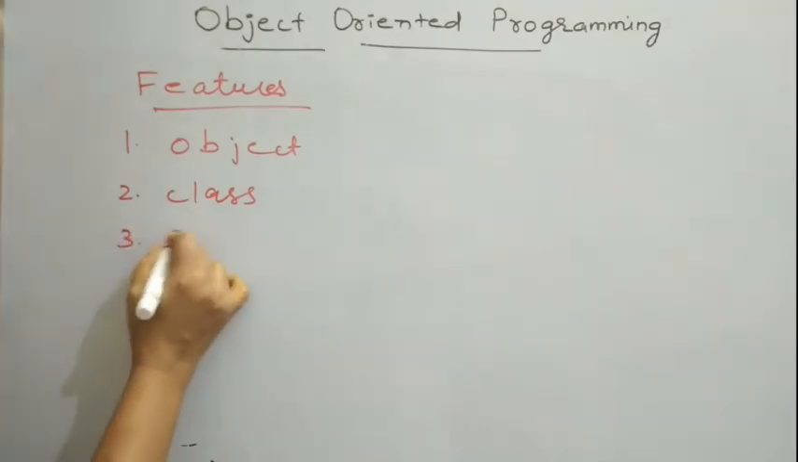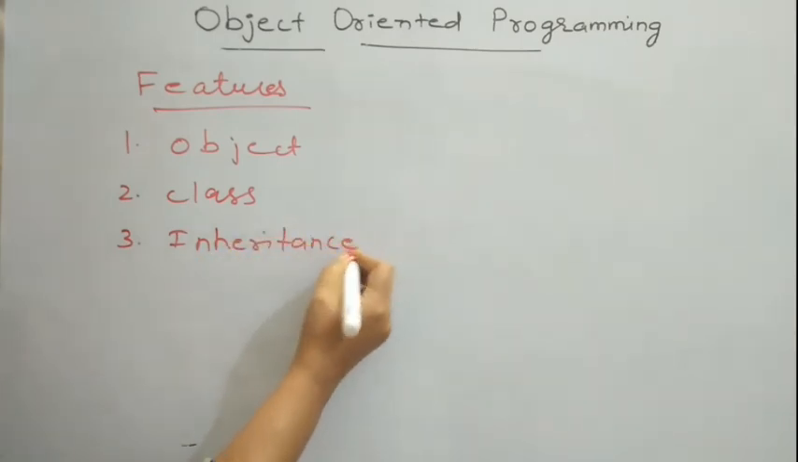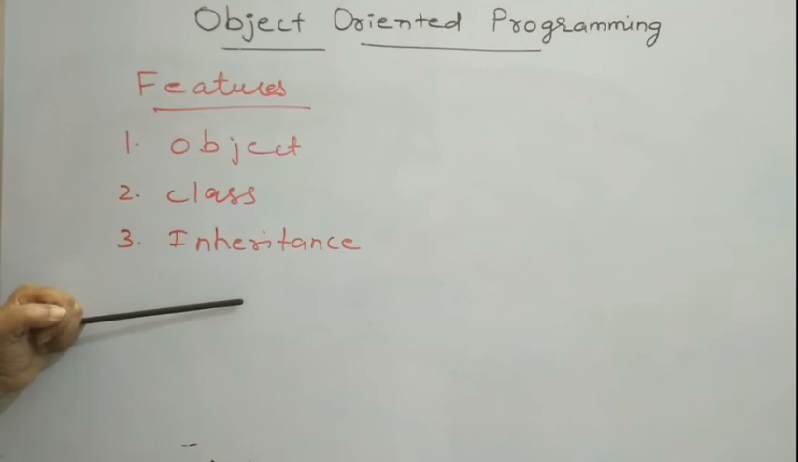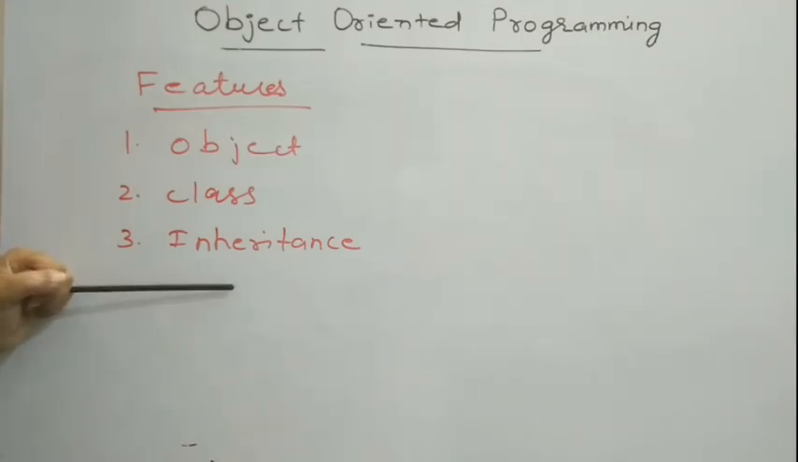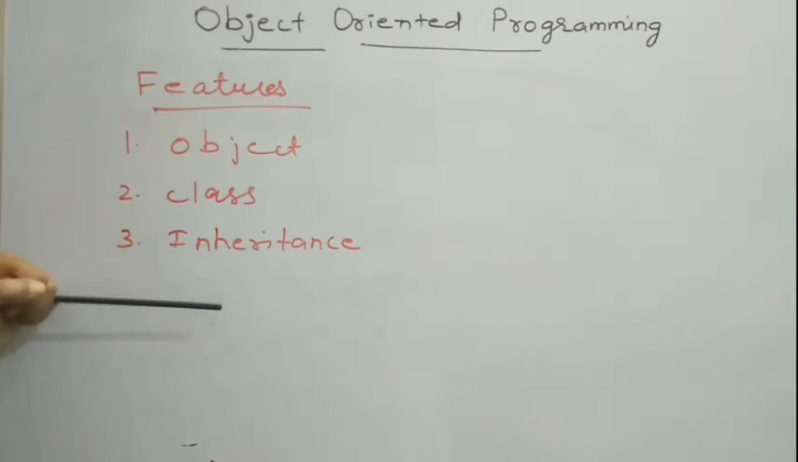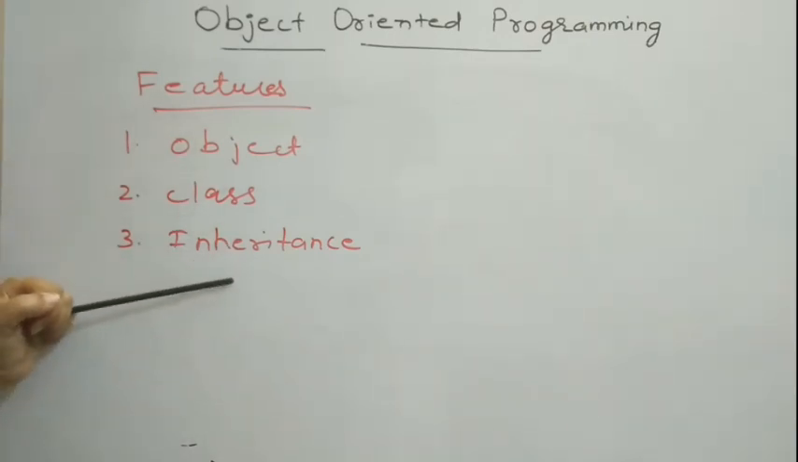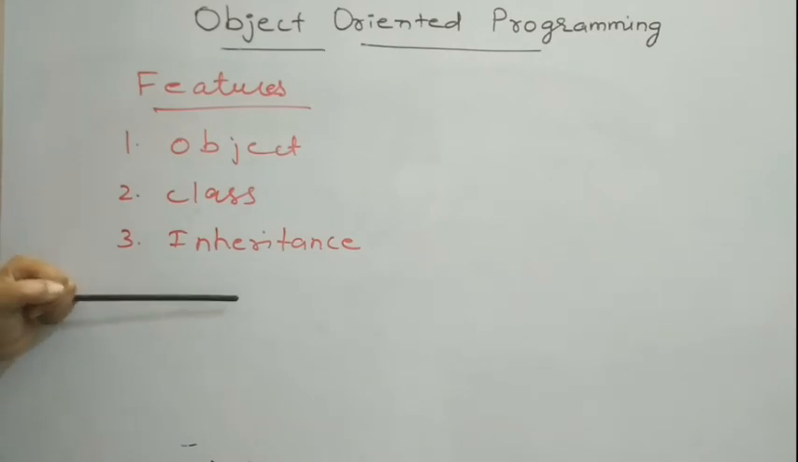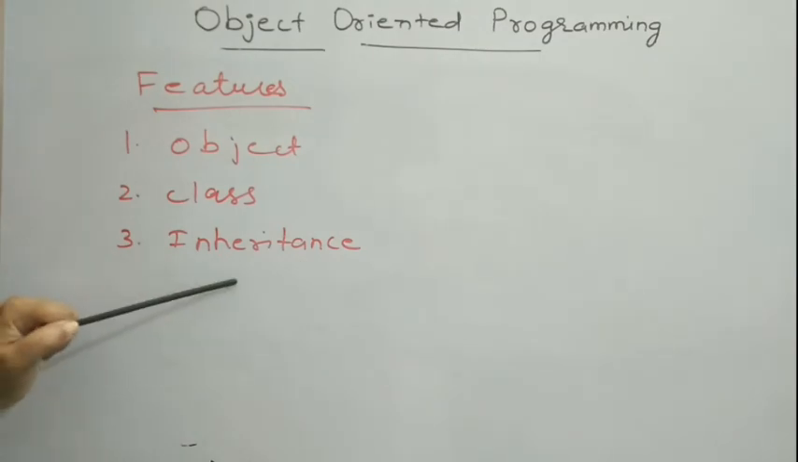Third one is inheritance. The process of creating a new class from an existing class is called inheritance. The existing class is called a parent class, base class or super class. The new class is called a child class, derived class or subclass. Inheritance is implemented in terms of single inheritance, multiple inheritance and multi-level inheritance. Among the three, multiple inheritance is not supported by Java.